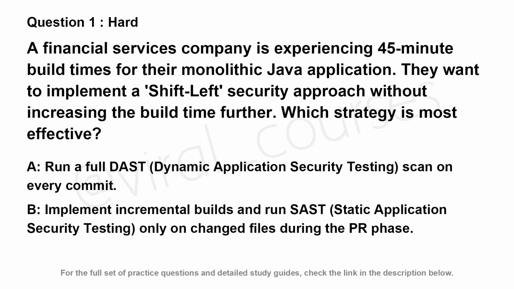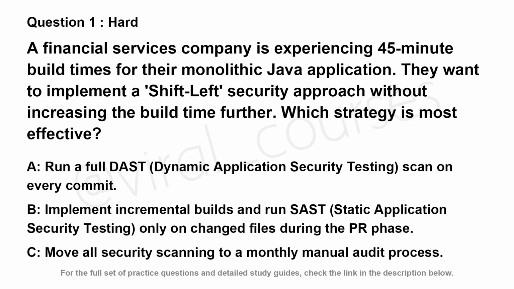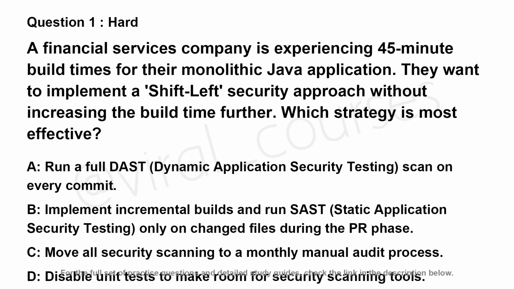Option B. Implement incremental builds and run SAST, static application security testing, only on changed files during the PR phase. Option C. Move all security scanning to a monthly manual audit process. Option D. Disable unit tests to make room for security scanning tools.